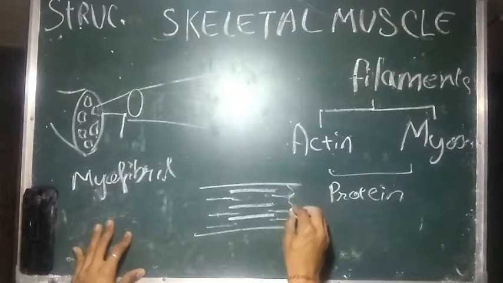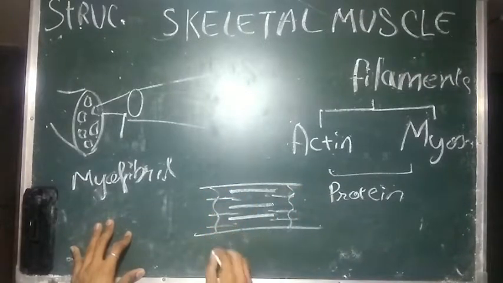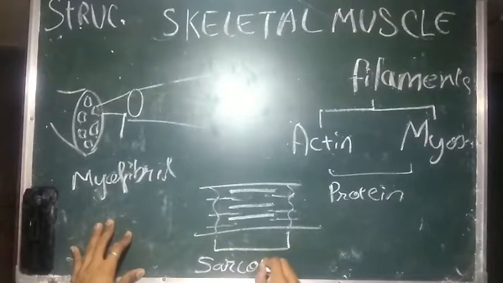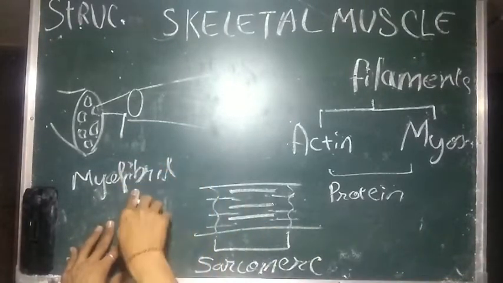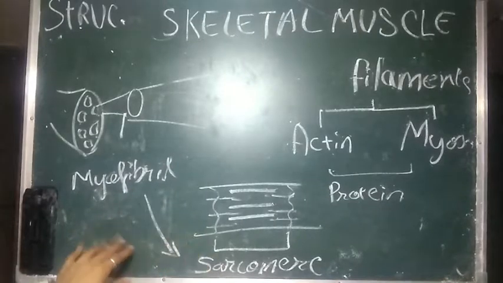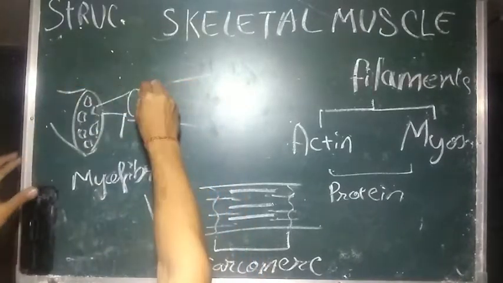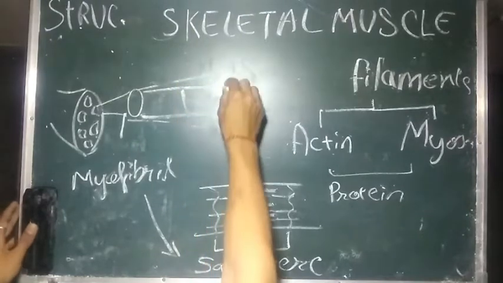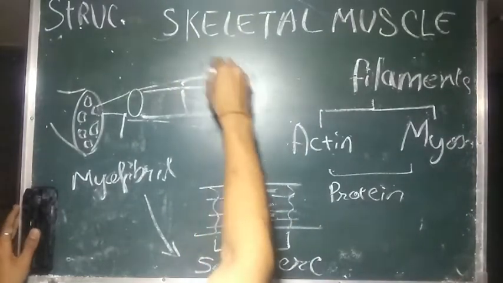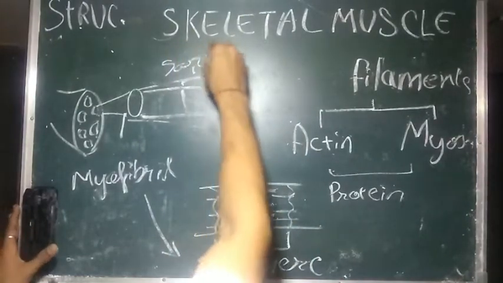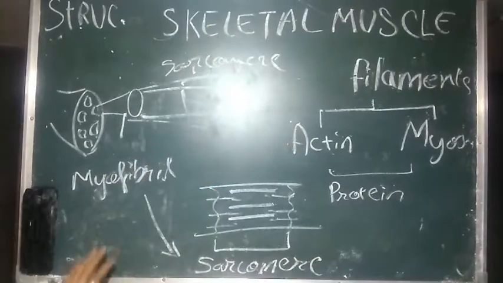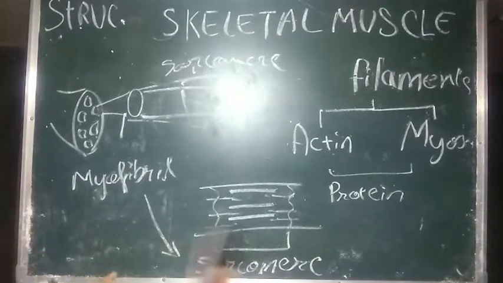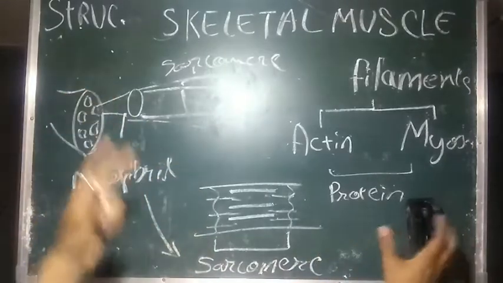These are attached in the center by the Z line. This is a sarcomere. A sarcomere is the repeating unit of a myofibril. This is a myofibril. It is made up of many sarcomeres. Now let's see what a magnified sarcomere would look like.